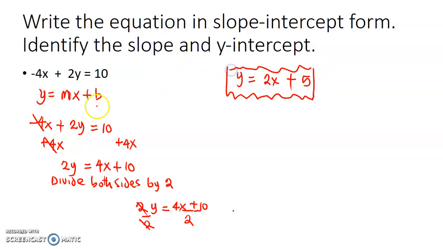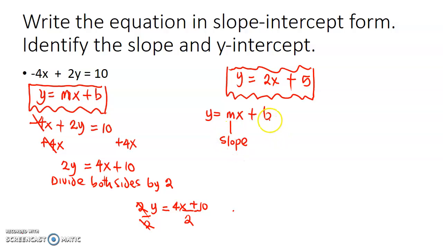As you can see, it looks exactly like what I have in the general form. Now, how do I identify the slope and the y-intercept? Remember that in the general form, that is y equals mx plus b, my m here is the slope, and the b here is the y-intercept. So all I need to do is compare the equation I've generated in slope-intercept form to the general form.